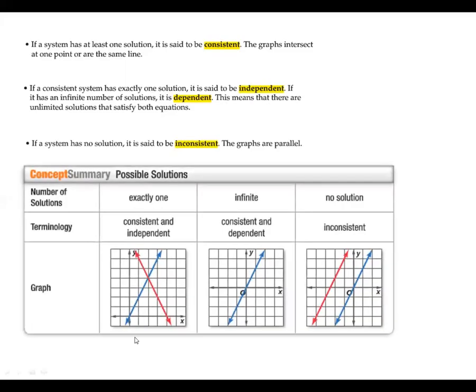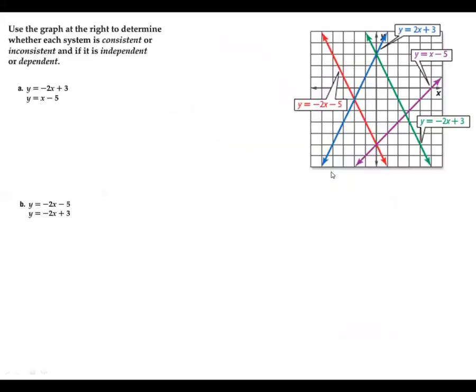All right, so here's what it would look like. If you have exactly one solution, it's going to be consistent and independent, and they're just going to cross. If it has an infinite number of solutions, it's going to be consistent and dependent, and one line is right on top of the other. You can't see the red line because the blue line's covering it up. And if you have no solutions, the system is said to be inconsistent, and the lines are parallel, never intersecting.